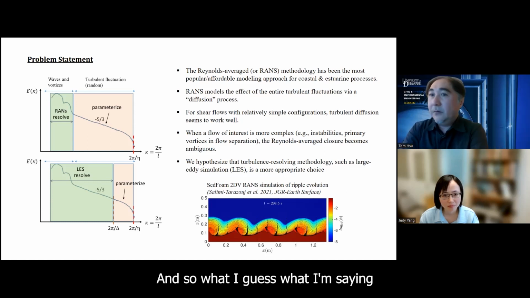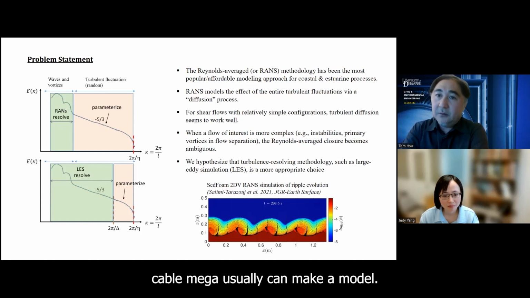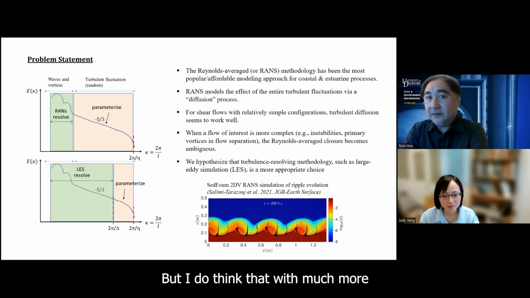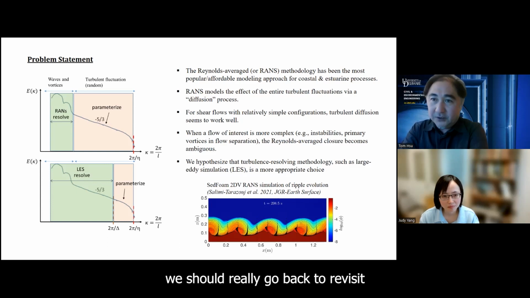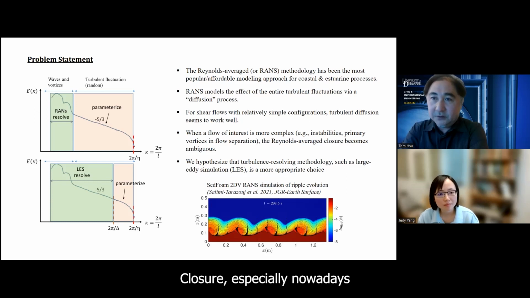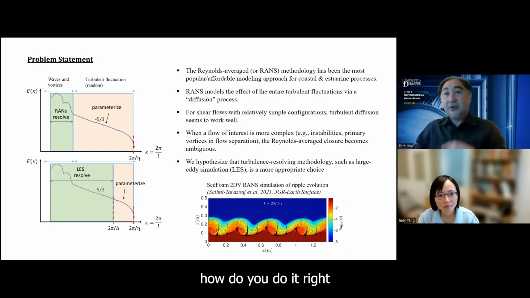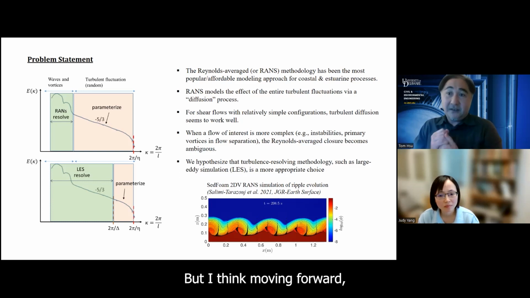And so what I'm saying is that the existing k-omega model, that's what people usually think is better than k-epsilon models, still has some issues. But I do think that with much more DNS and LES simulation data, we should really go back to revisit turbulence closure, especially nowadays we have AI and machine learning as the tool to really allow us. You talk about this, right? You say, well, you just reduce the diffusion, maybe you'll do a better job. Yes, I think that's right. But quantitatively, how do you do it right, in a more online interactive process? I think I'm saying out loud here, but moving forward, machine learning could be a better way of doing this.